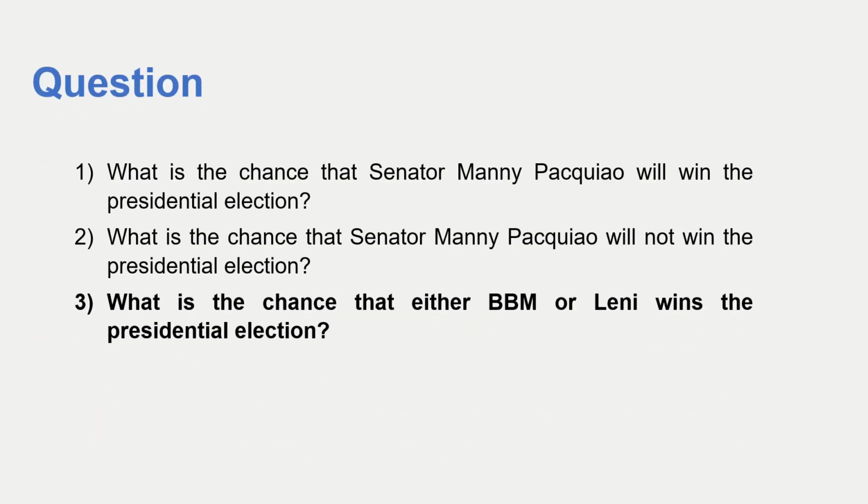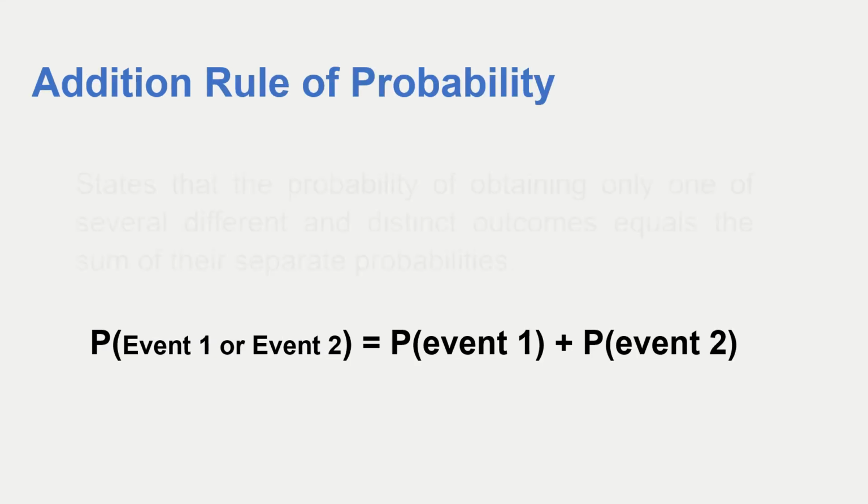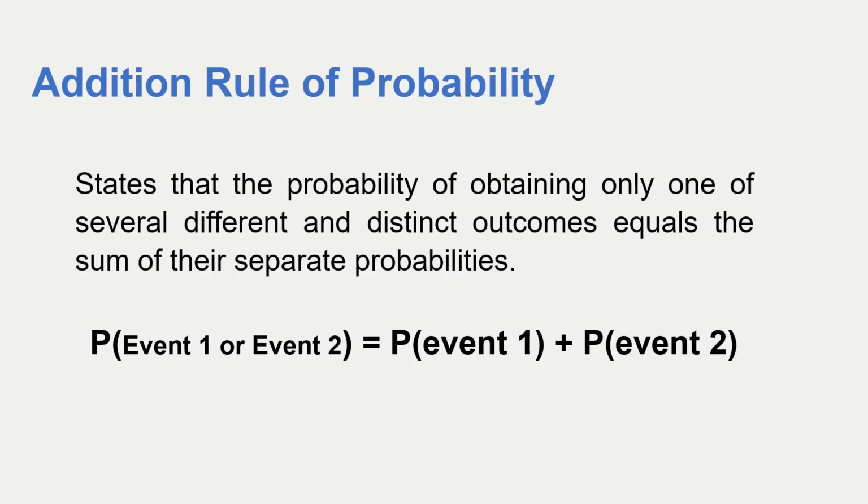So let's go to question number 3. What is the chance that either BBM or Lenny wins the presidential election? So this is a disjoint outcome. Kapag sinabi natin disjoint, hindi pwedeng mangyari yung outcome at the same time. Meaning, hindi pwedeng nanalo si BBM at nanalo din si Lenny. Isa lang sa kanila ang mananalo. So ano yung tsansa na either si BBM or si Lenny yung pwedeng manalo? Here we can apply the addition rule. The addition rule is used when measuring the probabilities of disjoint outcomes.